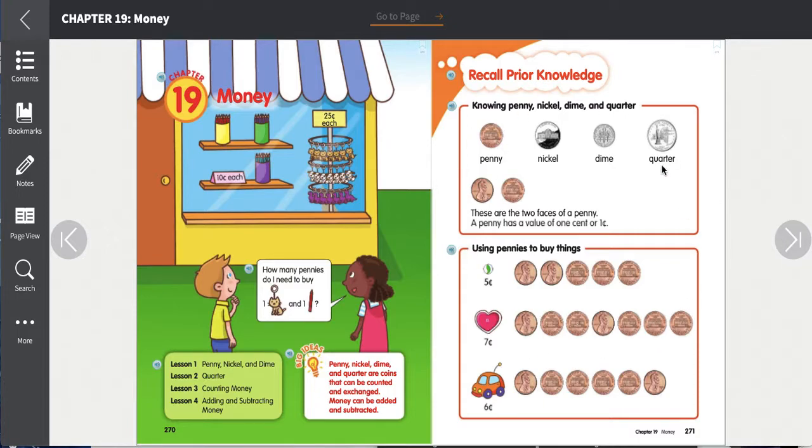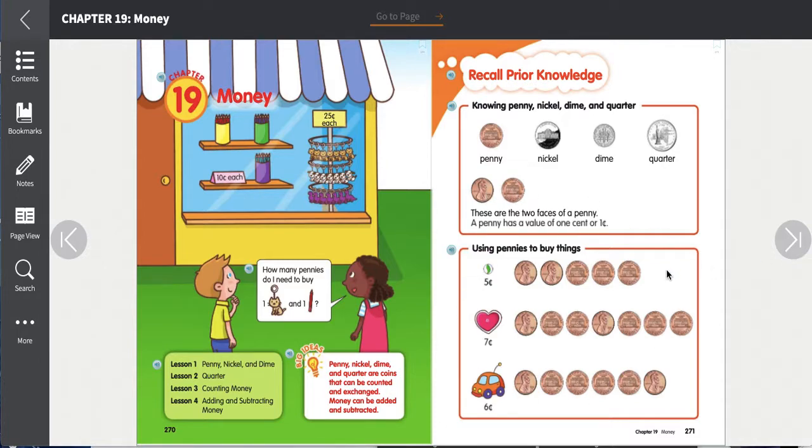Then you can recall prior knowledge, knowing what a penny, a nickel, a dime, and a quarter looks like, and what the values are. So a penny is worth 1 cent, a nickel is worth 5 cents, a dime 10 cents, and a quarter 25 cents. These are all the backs of each piece of money, and then here it shows you the heads and tails, or the two different sides of the coin.